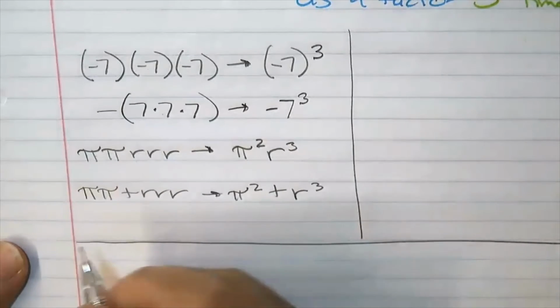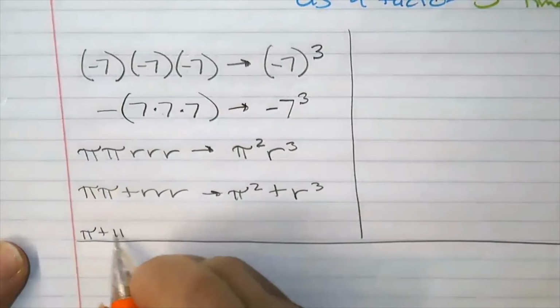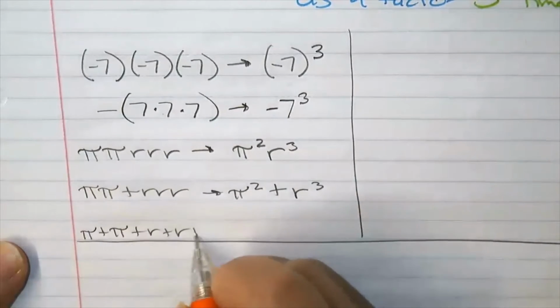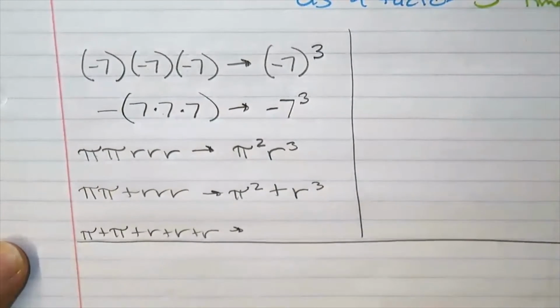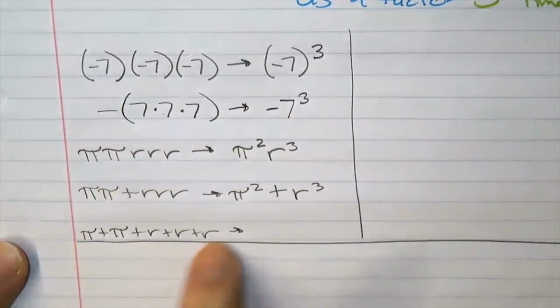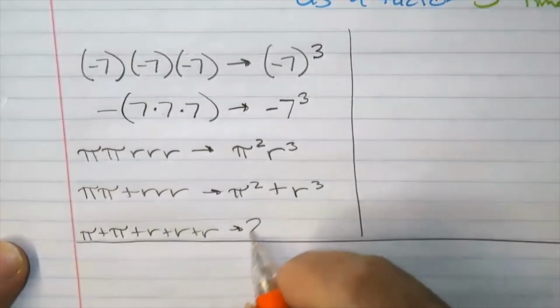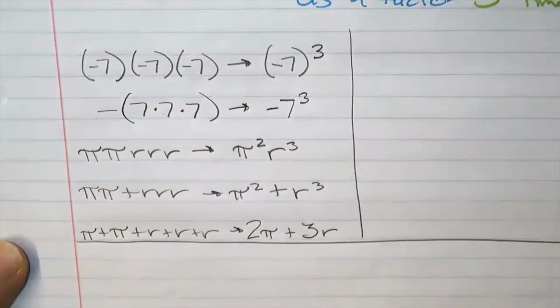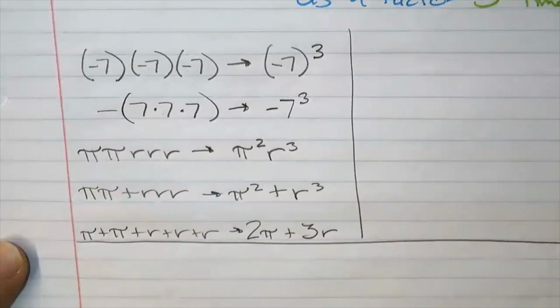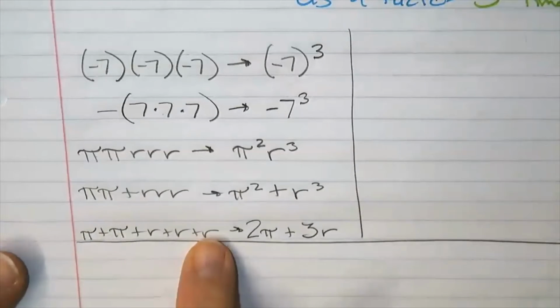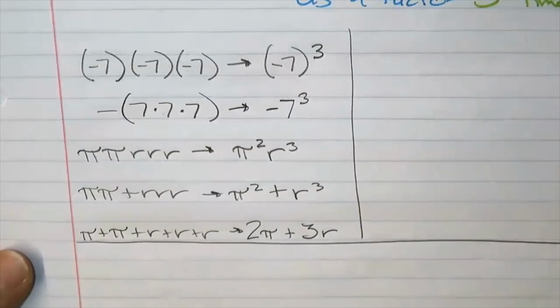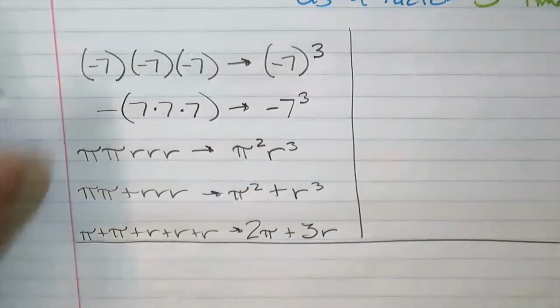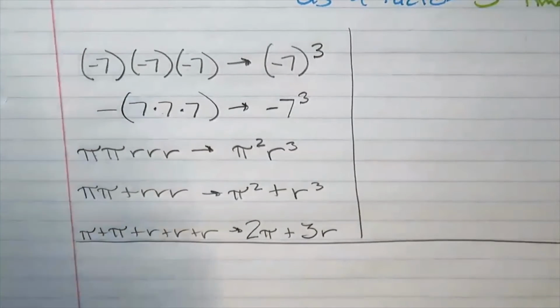And this is still different than this. Here, we're adding them all together. So it's 2 pi plus 3r. So we don't have any exponents here. So really take a look at the differences between these.